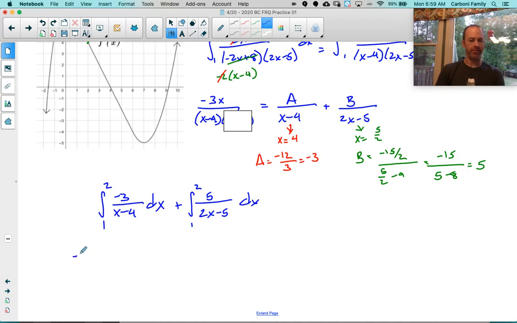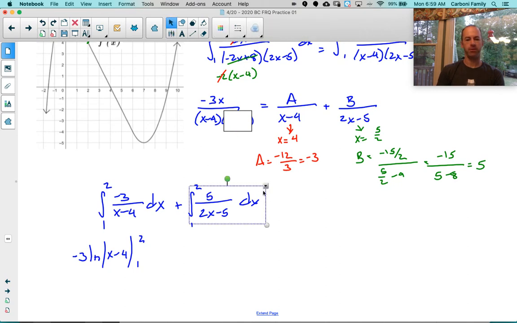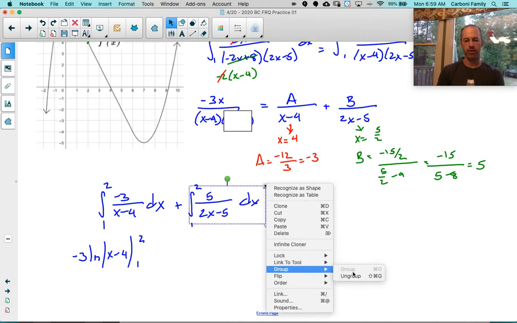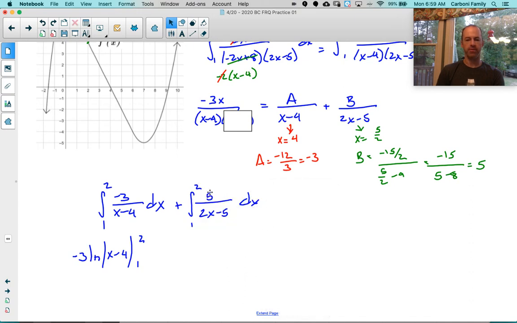And so I have negative 3 natural log of x minus 4 for that first integral. Evaluate that from 1 to 2. And this one, I think what I'm going to do is take this 5 out. Ungroup that. I'm going to take this 5 out here. And to make this a good natural log, I need to put a 2 on top and a 1/2 on the outside. And so I have 5 halves.